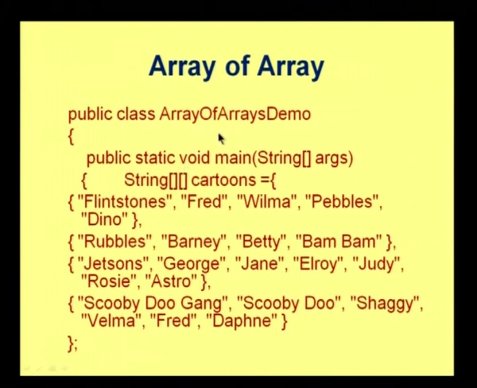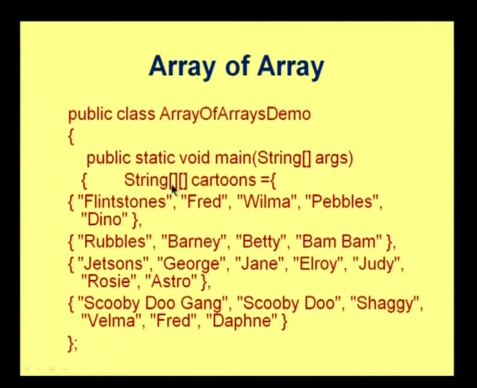Whereas here you can see that we have an array of arrays. We have already seen a string array. Now I have an array of arrays. A string array, then another string array, another string array and another string array. So here we have 4 string arrays, and these 4 string arrays together form an array again. So this is a 2-dimensional array.